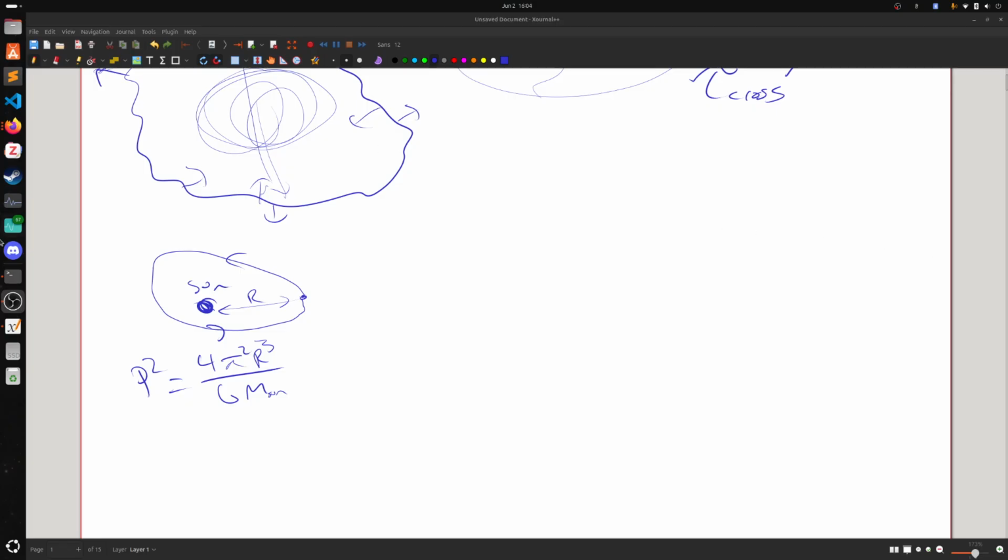So this is how long it takes to take one orbit around the central object. But what you can do is you can stretch out that orbit to make it as uncircular as you want, basically, make it elliptical.